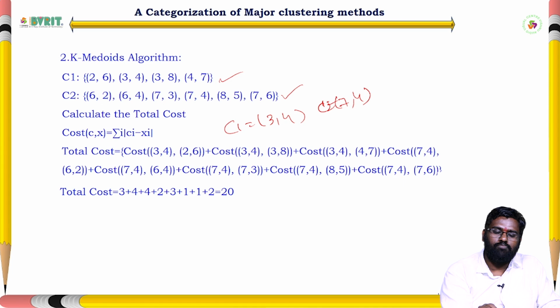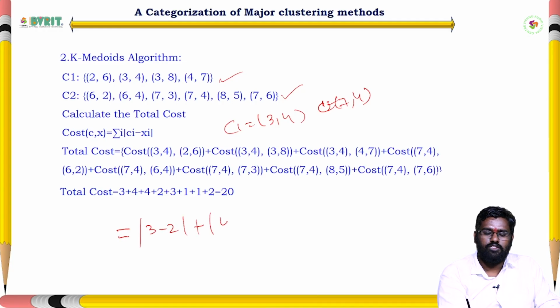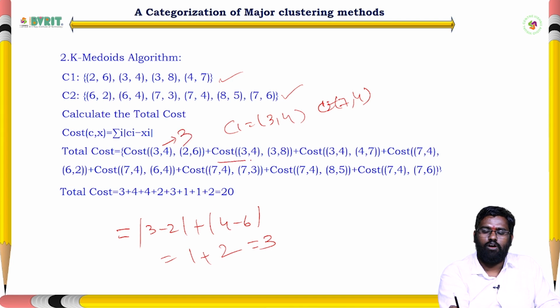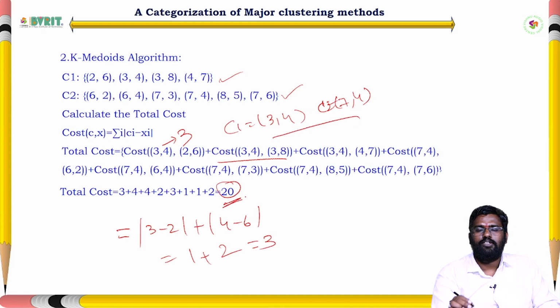So we compare all the values of C1 with (3, 4) and C2 with (7, 4). So the cost of (3, 4) with (2, 6), (3, 4), (3, 4), (3, 8), and (7, 4) with (6, 2), (7, 4), (6, 4). Like that we need to write all the values. Now we need to calculate the total cost. How are we calculating? 3 minus 2 is 1, plus 4 minus 6 is 2, so the value is 3. Like that we calculate all the costs using Manhattan distance. We are getting the total cost as 20 at the values (3, 4) and (7, 4).